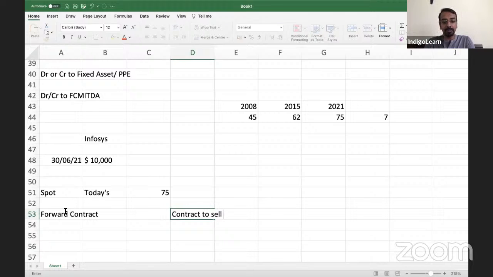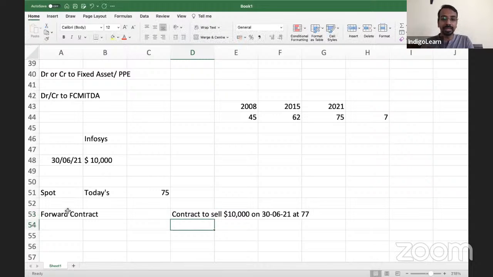So contract to sell $10,000 on 30th of June of 21. Now, what could be the rate? Rate will be generally the higher one. They will negotiate it with the bank or based on the market rate. Let us say the rate is 77.